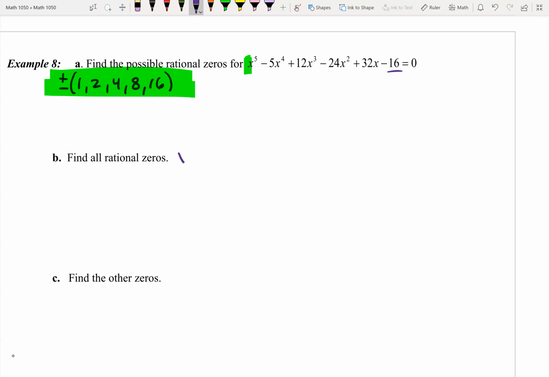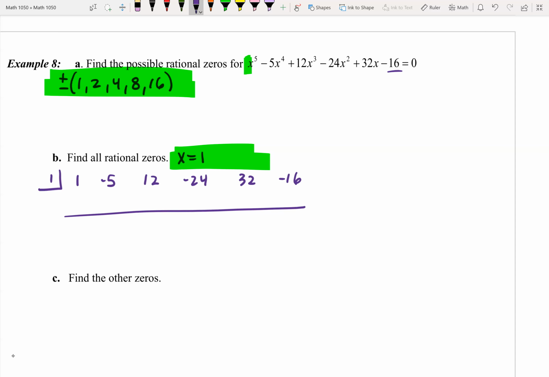Come right here and write x equals 1. And if I were you, I'd highlight it right now so I don't forget to write it, because a lot of people forget. Okay, put your 1. Look at your exponents: 5, 4, 3, 2, 1, constant. I'm good. So your numbers are 1, negative 5, 12, negative 24, 32, negative 16.